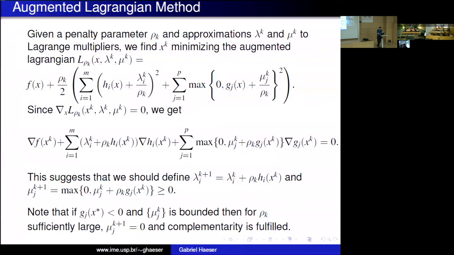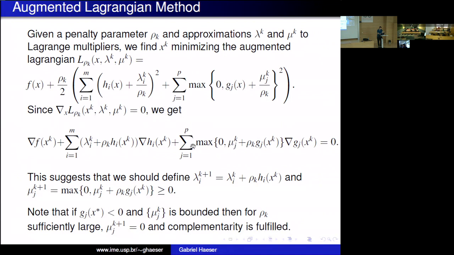And okay, so when we are solving this subproblem, we don't need to worry about the Lagrangian condition. It always holds. What we need to worry about is the feasibility of this sequence. So xk should be approximately feasible, and I need to worry about complementarity. Here I don't know if complementarity holds.